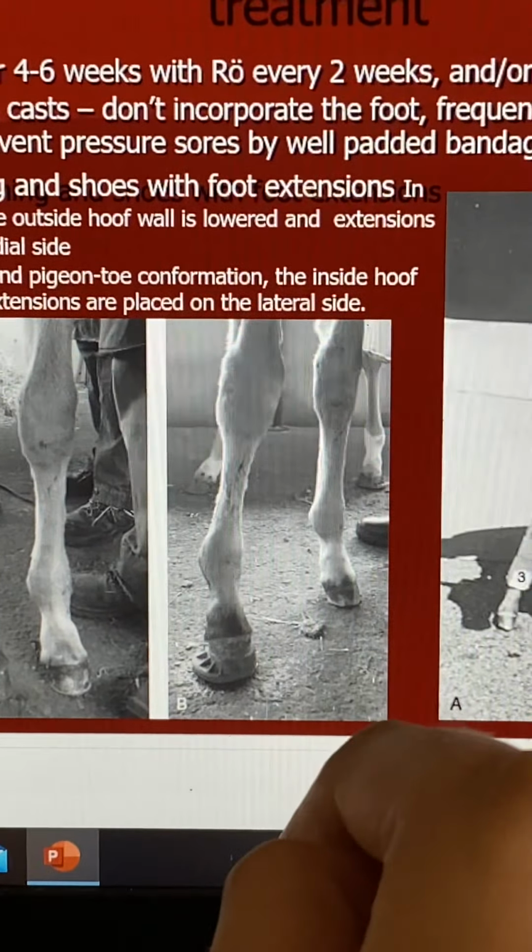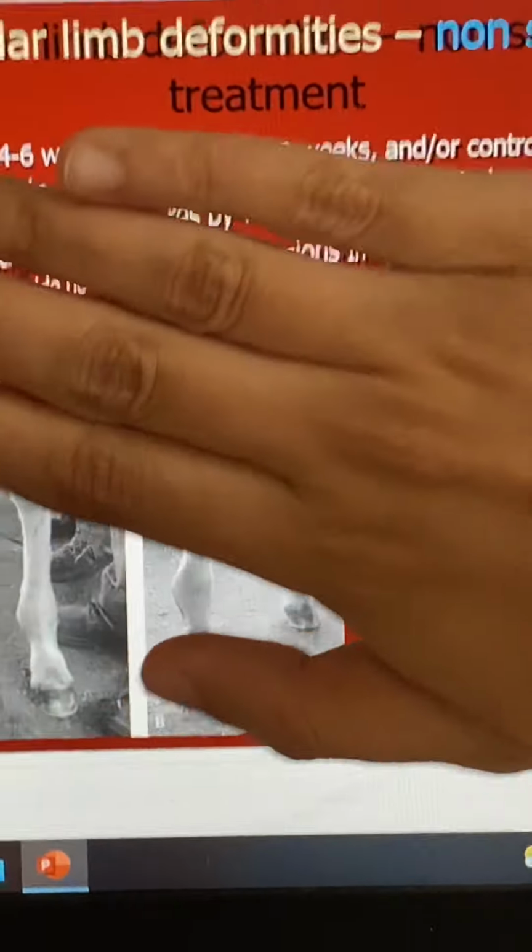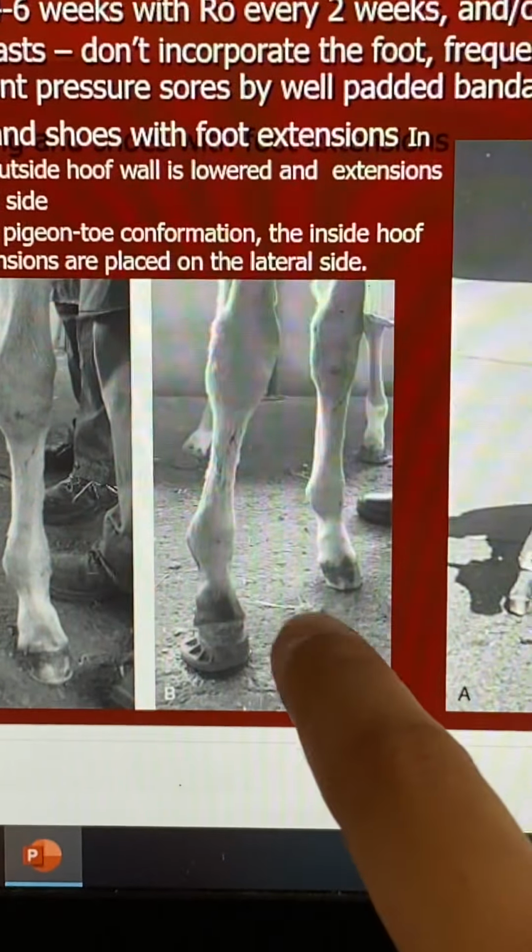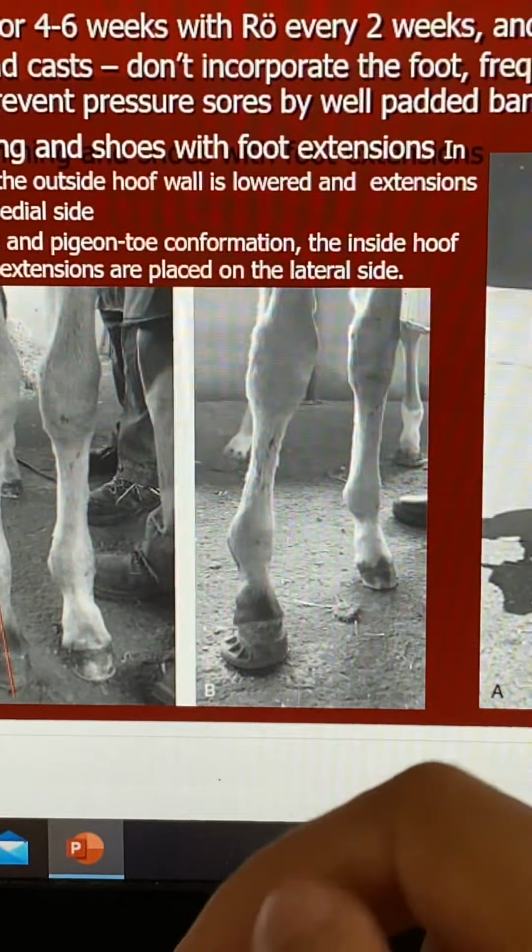In varus deformities, you have a pigeon toe conformation, so the foot's going in like that. The inside hoof wall is lowered and extensions are placed on the lateral side.